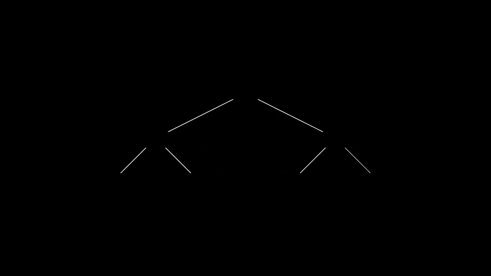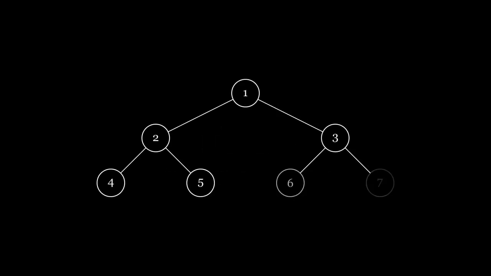A tree is a hierarchical structure made of nodes connected by edges. The top node is called the root. Every other node has exactly one parent. Nodes with no children are called leaves. The depth of a tree is the longest path from the root down to any leaf. In a binary tree, each node has at most two children, conventionally called left and right.